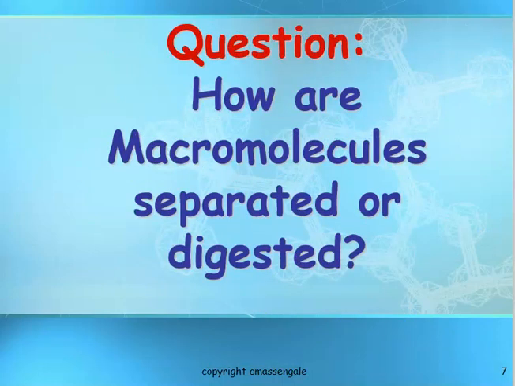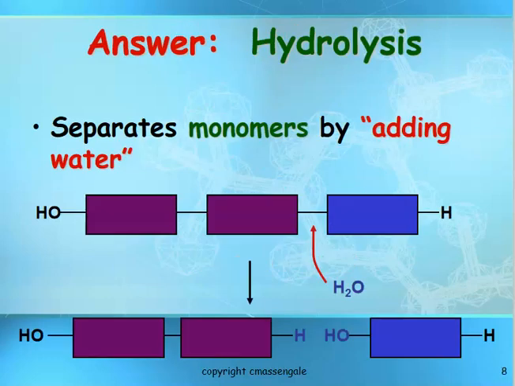So how do we break the macromolecules apart so they can be separated and digested? The answer is easy. If we take water away to bring the monomers together, we can separate the monomers by adding water. And you can see that here. So we add water and the monomer breaks apart.